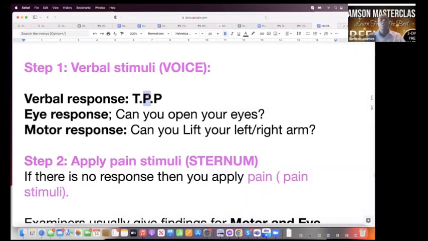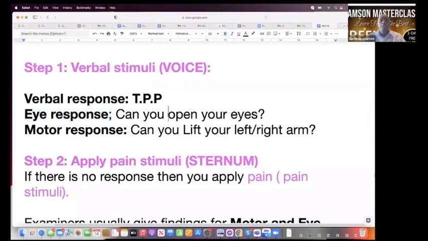P, orientation in place. Do you know where you are? Where are you now? P, orientation in person. Can you tell me your name, please? Okay, orientation in time, in place, and in person. So do you know what time of the day is it, Mr. Brown? Can you tell me where you are? Do you know where you are at the moment? And can you tell me your name, please? Orientation in person.